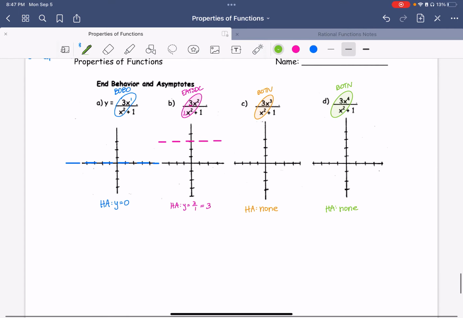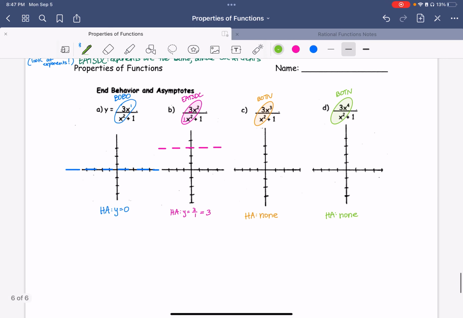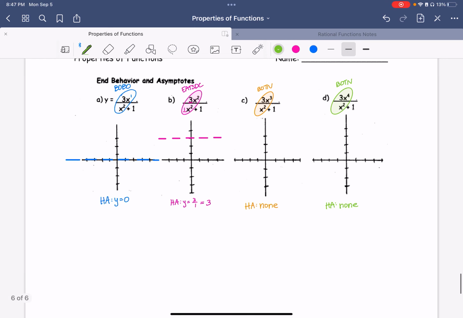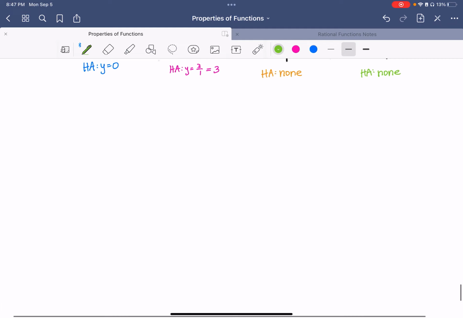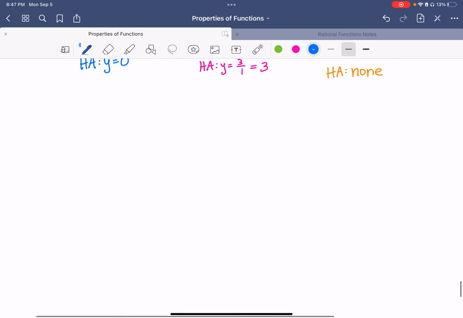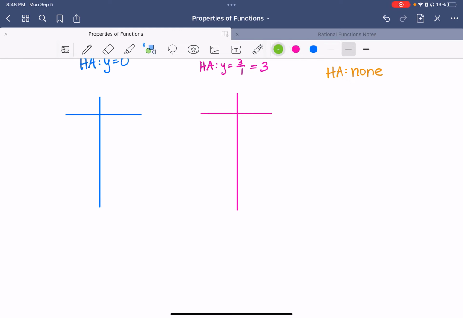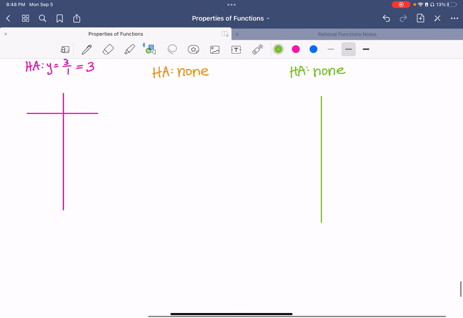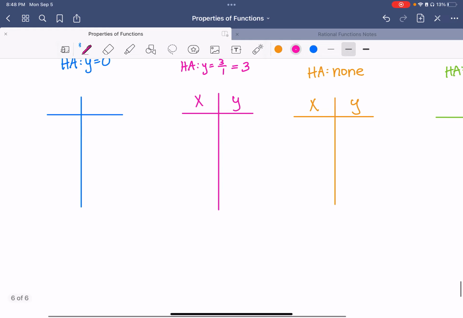Okay, so now what I want to do is graph all of these, and we're going to be creating tables for them. And don't make them too big because we're not going to have that much space. We're going to graph all of these on the calculator and find some coordinate points to sketch our graph.